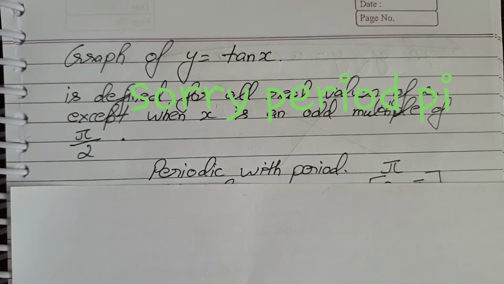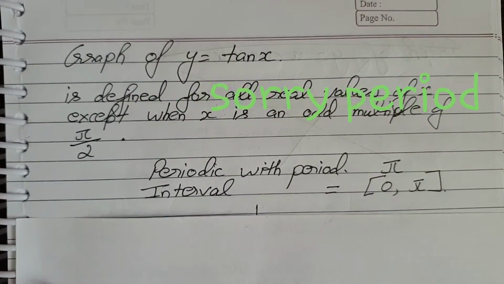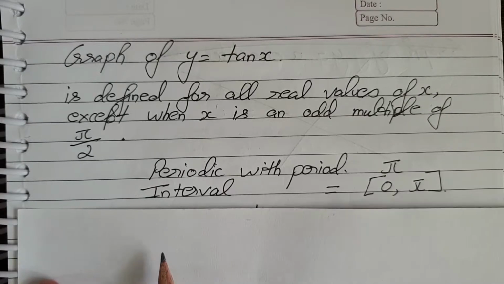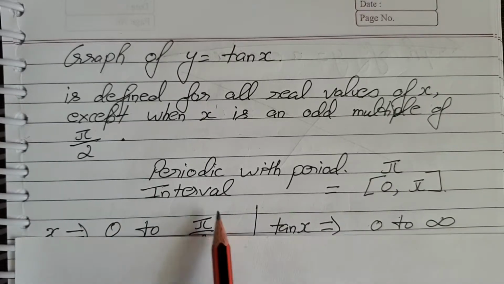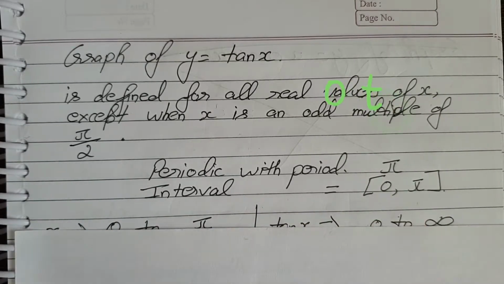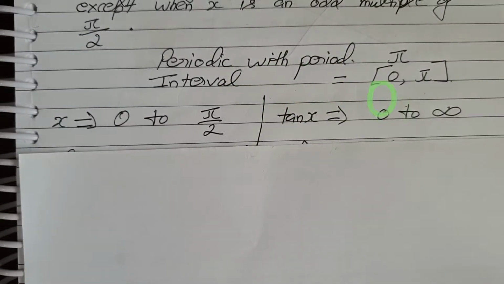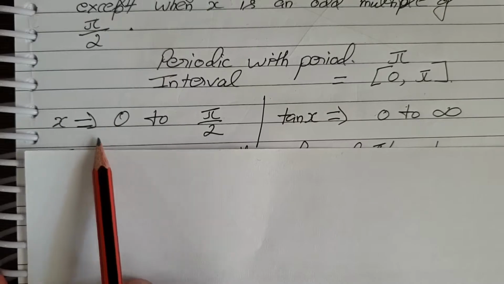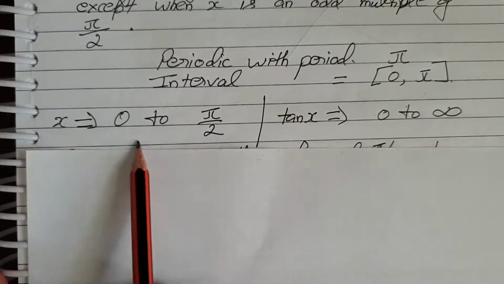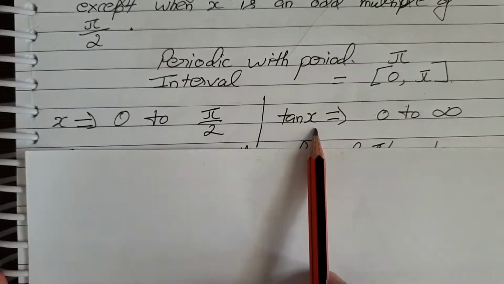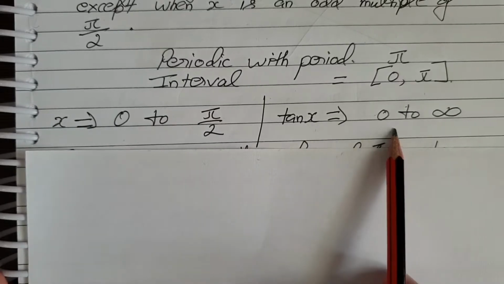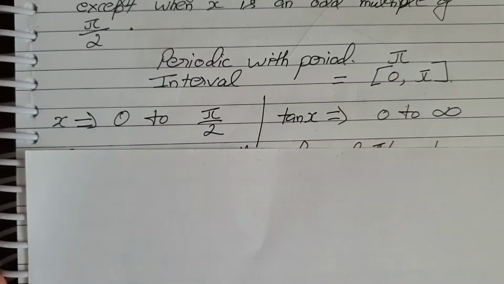So what we will do over here is draw the graph of y equals tan x in the interval 0 to 2 pi and then extend it over to the other intervals. Now, when x increases from 0 to pi by 2, tan x increases from 0 to infinite.